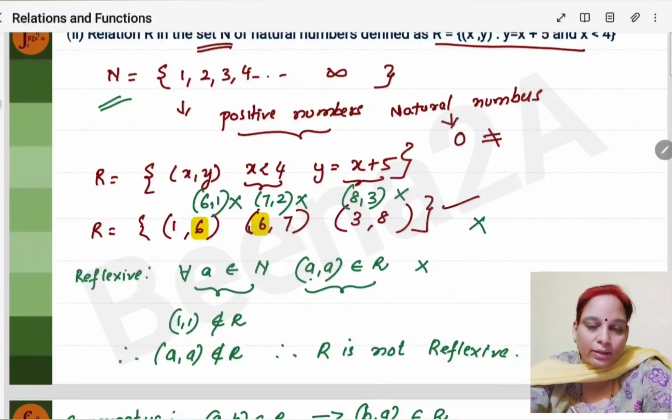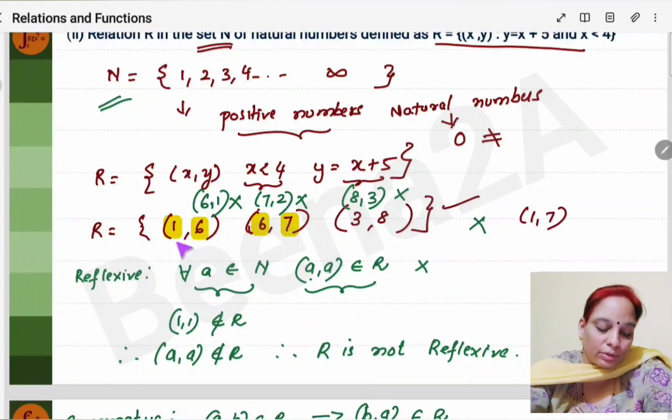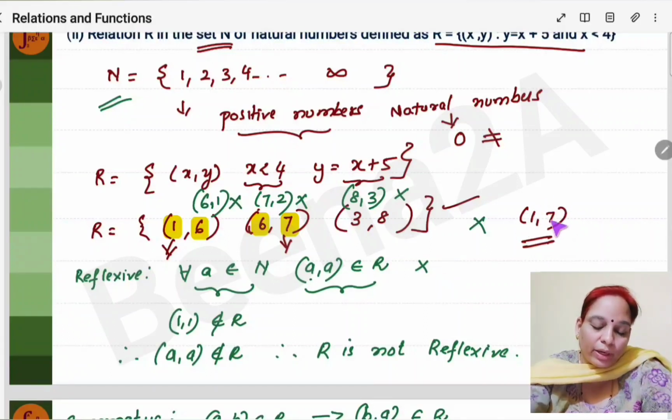Now I can validate because 1 comma 6 is there, 6 comma 7 is there. Now based on transitive, what should I have? I should have 1 comma 7 here. So since I have 1 comma 6 and 6 comma 7, I should have 1 comma 7. That is the first element, and the fourth element should be there in the ordered pair. But 1 comma 7 is not there. So in this case, I would call it as not transitive. I hope this difference is clear.